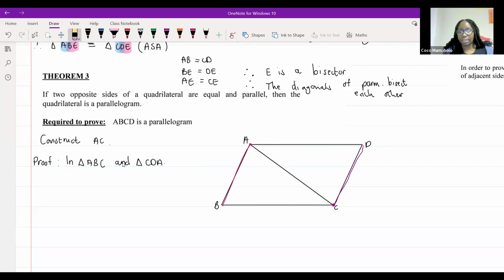We need to start practicing these, guys. They're very, very important. Okay, cool. We already know some things. We know that this is parallel to that. We also know that this is parallel to that. We also know from proving it above that this side and this side are equal. Okay, let's start our proof.